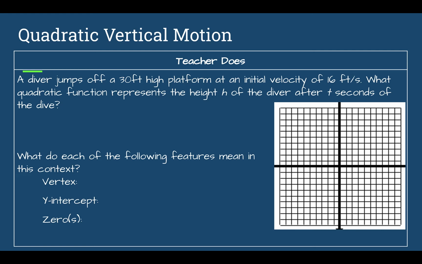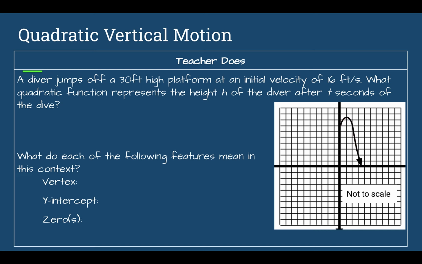A diver jumps off a 30-foot high platform at an initial velocity of 16 feet per second. What quadratic function represents the height h of the diver after t seconds of the dive? So if you can imagine, if we were looking at the side, the diver jumps up a little bit and then starts to fall towards the water.